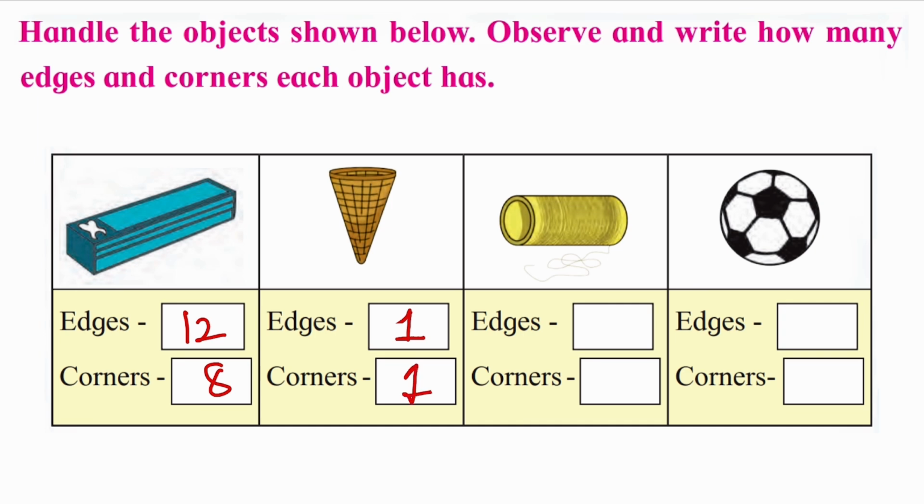A cylinder has how many edges? Two edges. Okay, this is 1 and this is 2. And how many corners? No corners, 0 corners. And a sphere has how many edges, my dear students? 0 edges. And how many corners? 0 corners. Very good.